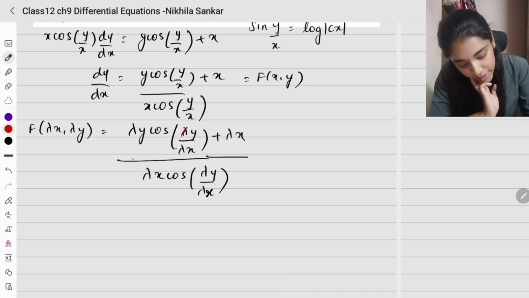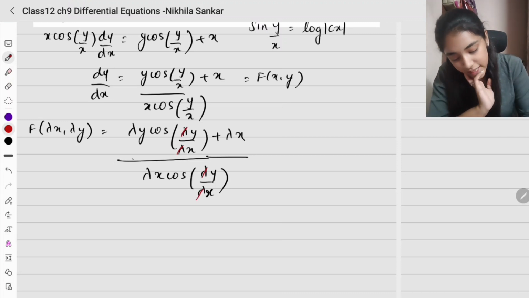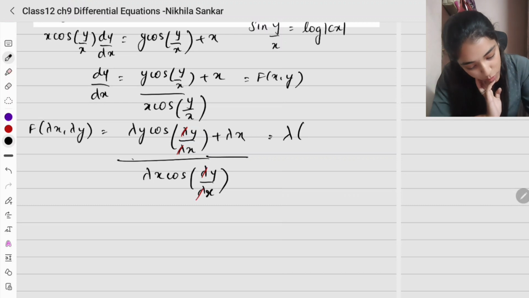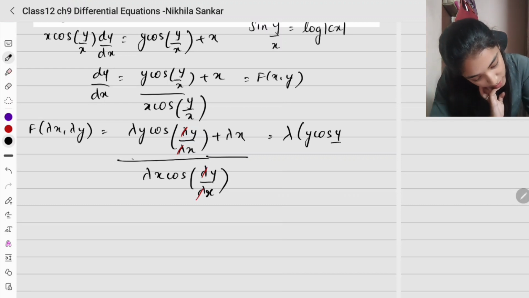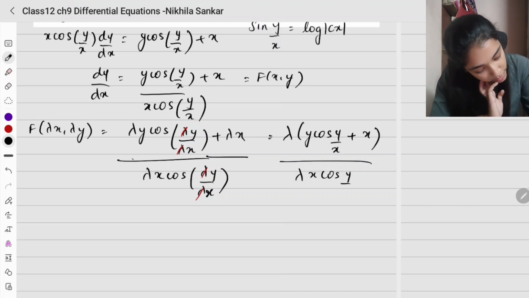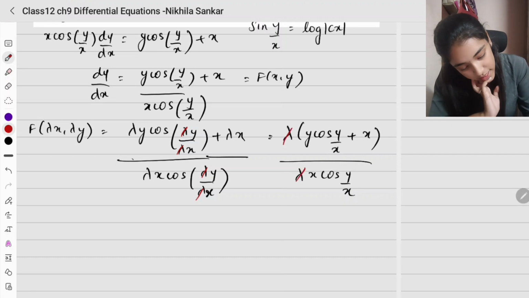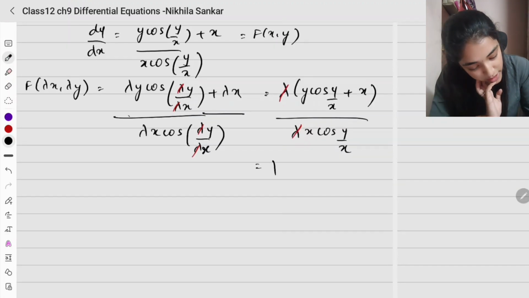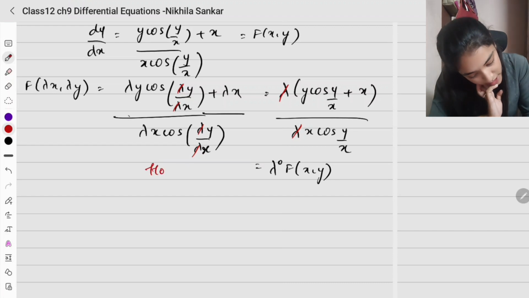So in that, lambda and lambda get cancelled, lambda and lambda get cancelled. In the numerator I'm taking lambda outside, so I'll have y cos y by x plus x the whole divided by lambda common, x cos of y divided by x. So this lambda and this lambda are getting cancelled. So basically what do I have? Lambda power 0 of f of x, y. Hence it's homogeneous.